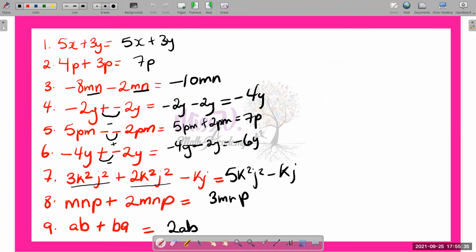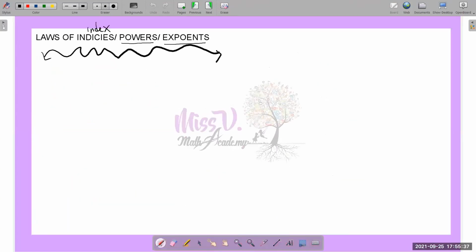Super proud of you. Now we're going to skip all of this because we just need to make sure we understood the basic laws. When you come to addition and subtraction, the first thing you should think about is like terms. I want everybody to say out loud, if I want to add or subtract algebra terms, what am I looking for? Like terms. Addition and subtraction, like terms.